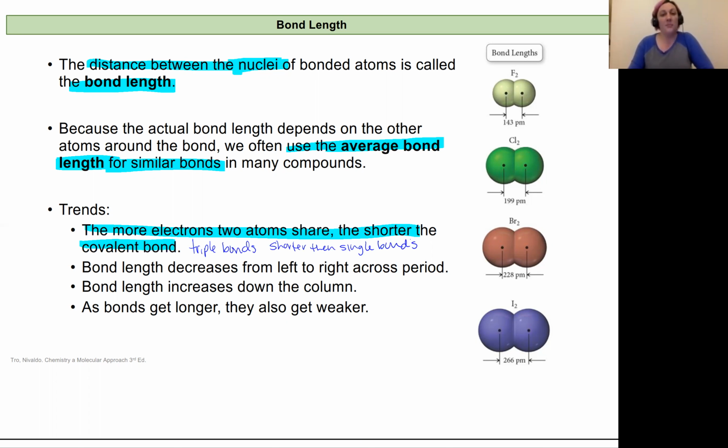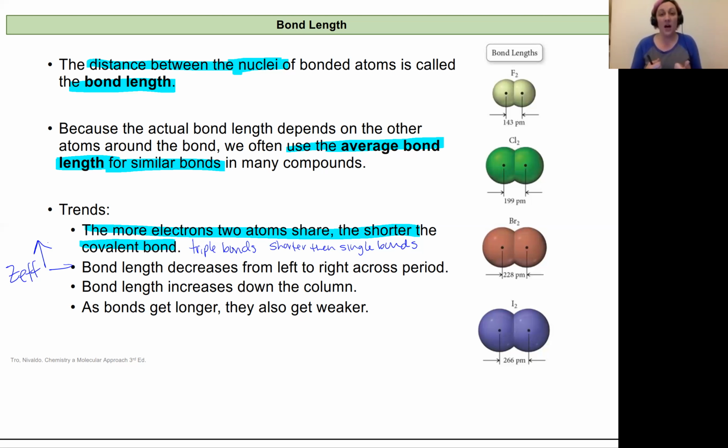We also see that the bond length will decrease from the left to the right across the period. Remember, these atoms are also getting smaller as we go across the period. We're seeing our net Z effective, our effective nuclear charge, increase as we go across the periodic table. And so that's going to create a greater attraction to the electrons that are shared.